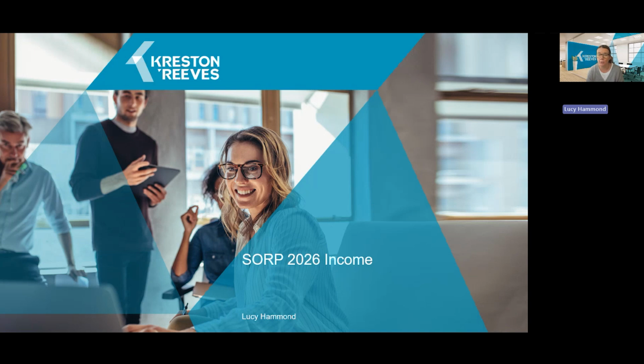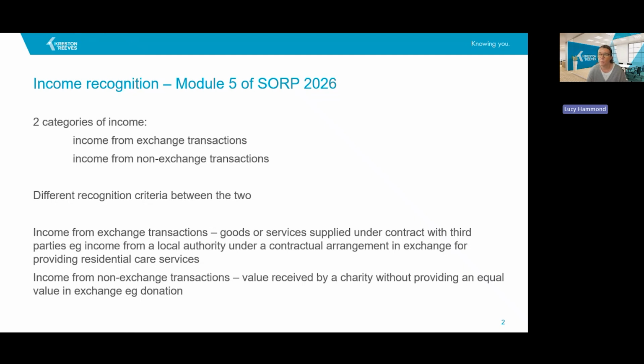Welcome to our short guide on the upcoming changes to revenue recognition as a result of SORP 2026 being introduced for periods commencing on or after the 1st of January 2026. Our series of short guides are designed to provide a high-level overview of some of the key areas of the financial statements that are impacted by SORP 2026. The changes made to the SORP are driven by changes made to the UK's accounting standard FRS 102.